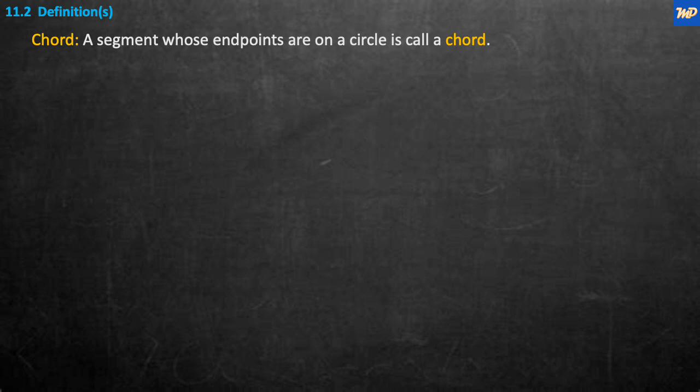Okay, let's start by looking at a definition. So what is a chord? A chord is a segment whose endpoints are on a circle, and it is called a chord. So anytime we have a segment connecting across the circle somehow, with the endpoints of this segment on the circle, we call it a chord.